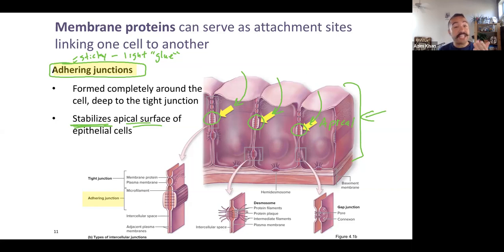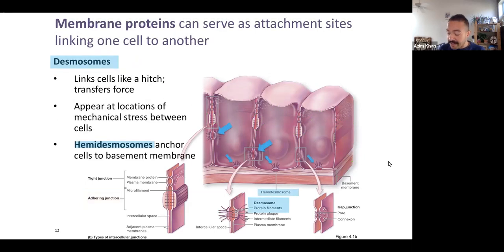Adhering junction is a type, this is made of a protein. So here's another type of protein. All these junctions are proteins, just a heads up. So adhering junctions are just so cells can stick together. There's nothing quite yet to do with transport. These are cells, so cells stick together.